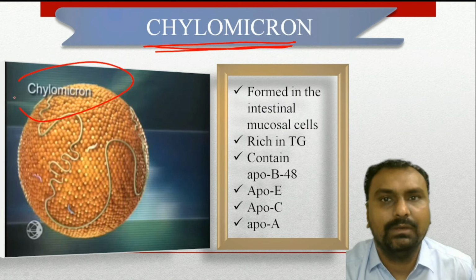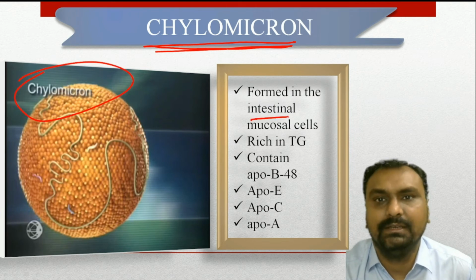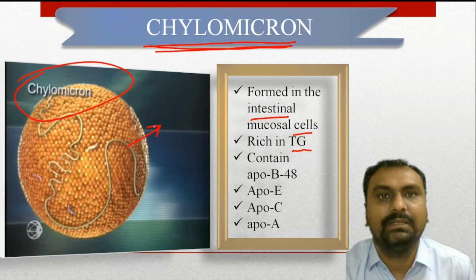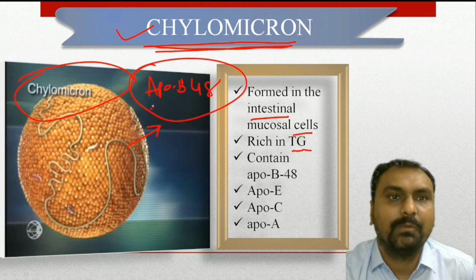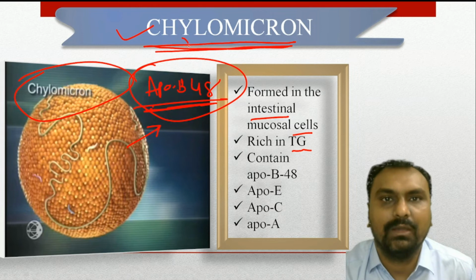The chylomicron, that is CM, is formed in the intestinal mucosal cell. It is rich in triglyceride, and the apoprotein present in the chylomicron is Apo B48. The major apoprotein in chylomicron is Apo B48.